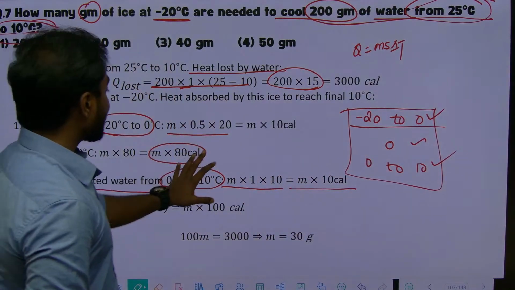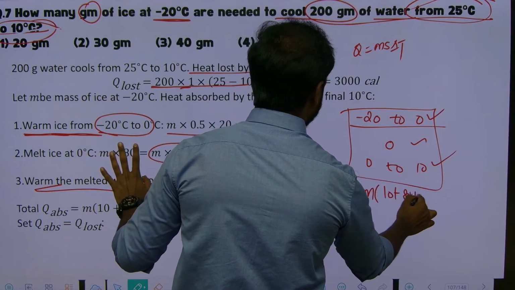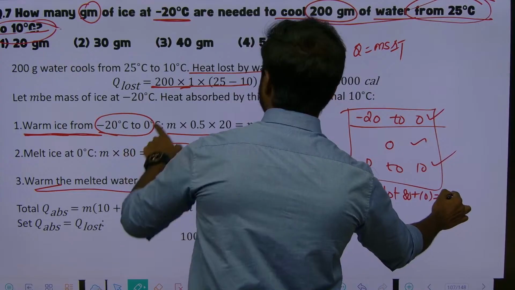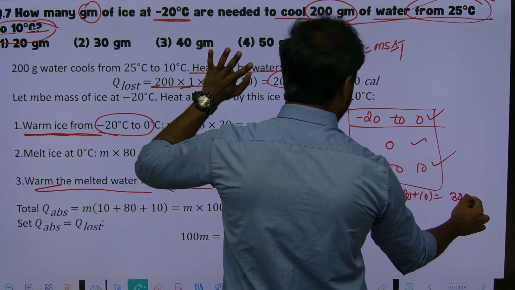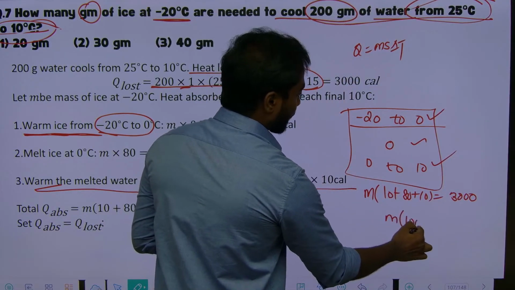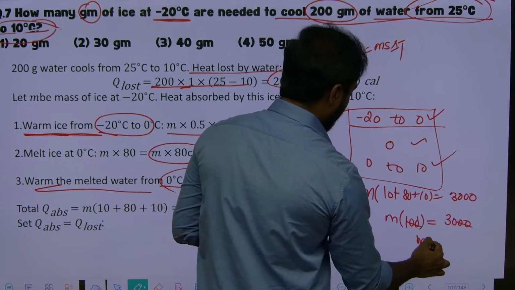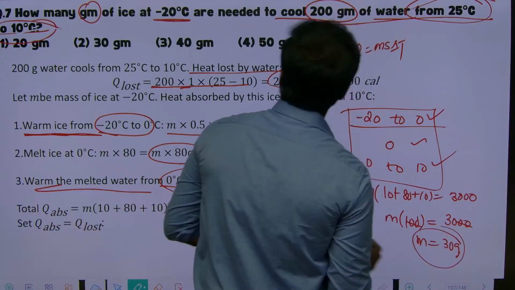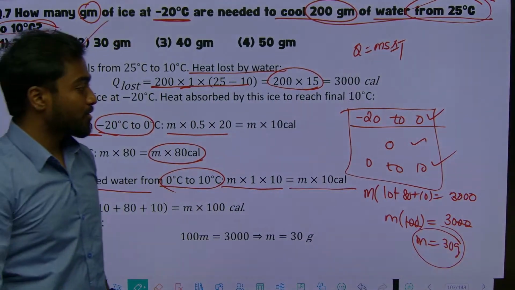If you combine these, I can take m commonly outside, so 10 plus 80 plus 10 will be equal to how much? Here it is 3000 calories now. So 3000 calories actually equated. So m into 100 will be equal to 3000, and the two zeros will get cancelled. m is nothing but 30 gram. So option 2 is the correct answer. Option 2 is the correct answer for this question.